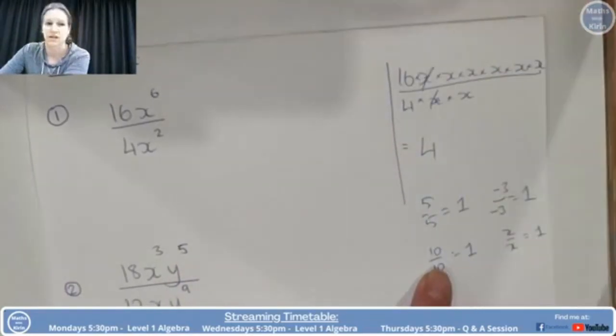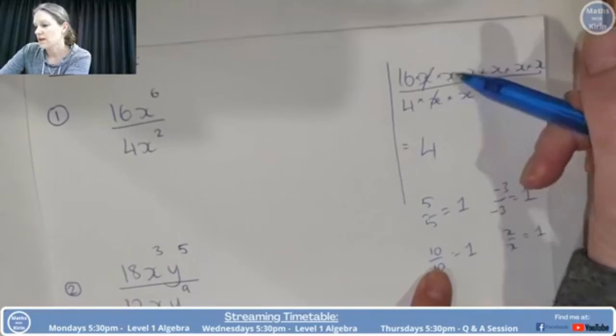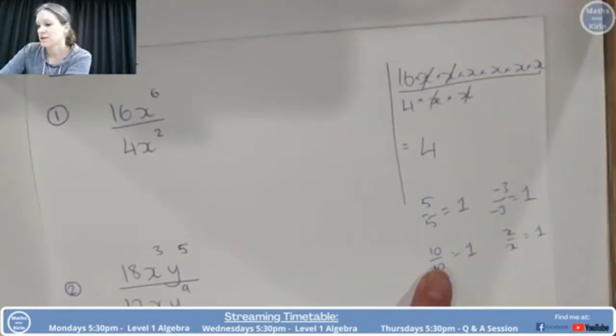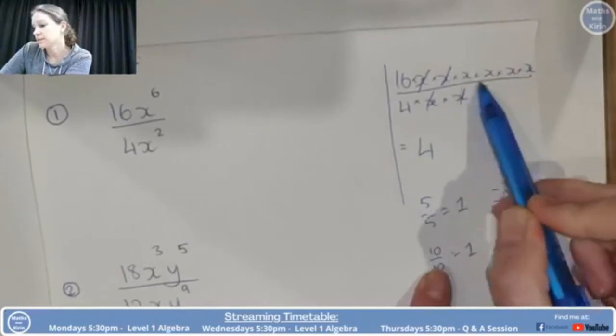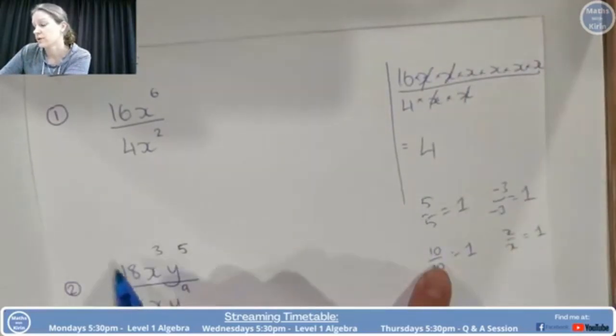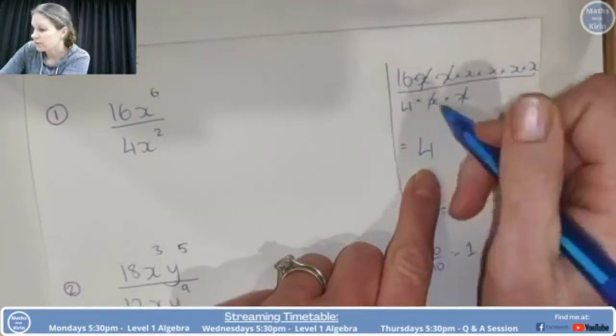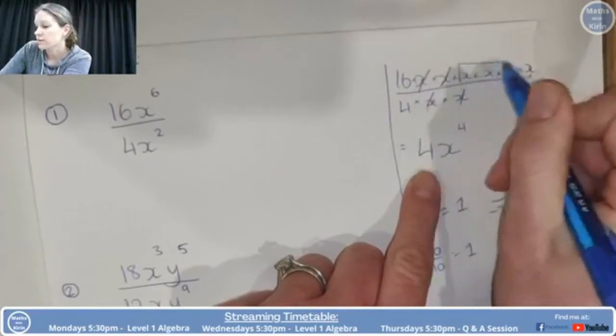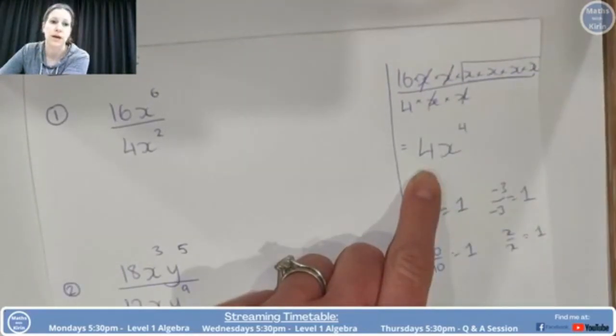So I don't need those there. They're unnecessary. And then again, I've got an x here and an x here. That's just 1. They're unnecessary. These ones, I don't have anything left at the bottom to create any ones with, so I'm still left with those. So we end up with 4 from our 16 divided by 4, x to the power of 4, because we've got 4 x's here that we can't simplify any further.